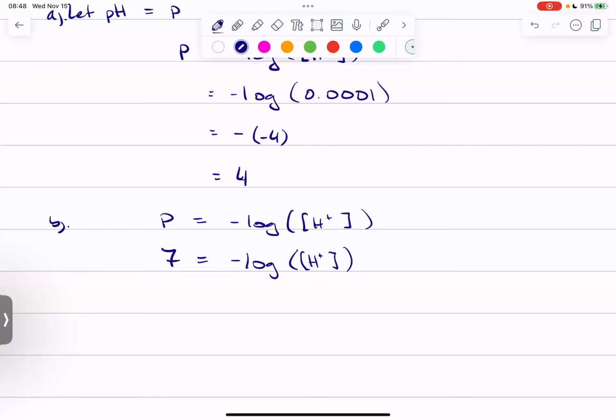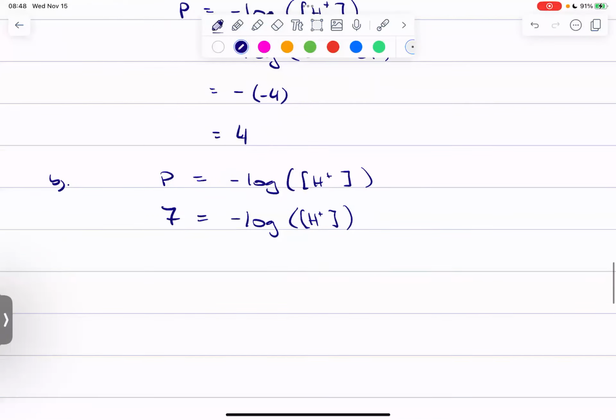First thing I'm going to do is isolate the log, because how can I get rid of logs? I can raise it to the power of the base, right? As long as I do it to both sides. So then I can say -7, right? Just divide by -1 on both sides, but that just turns into a -7 is the log of this H plus, log base 10.